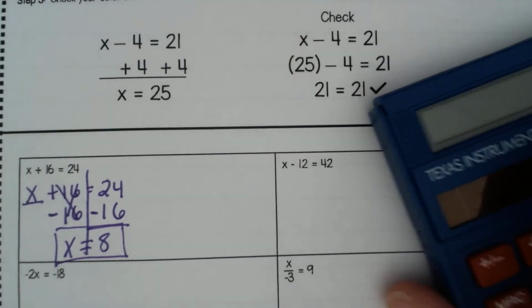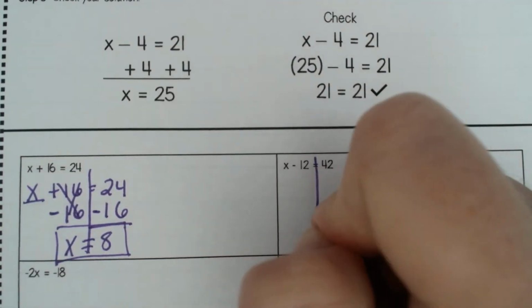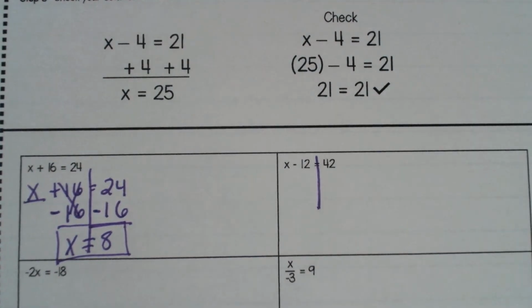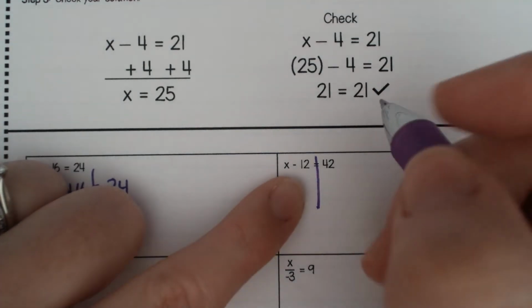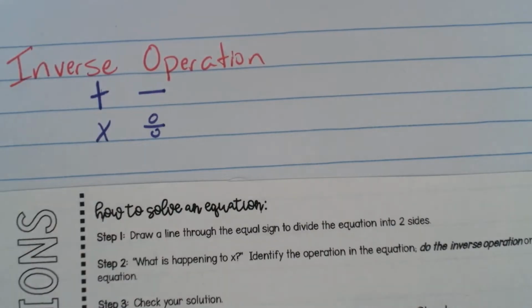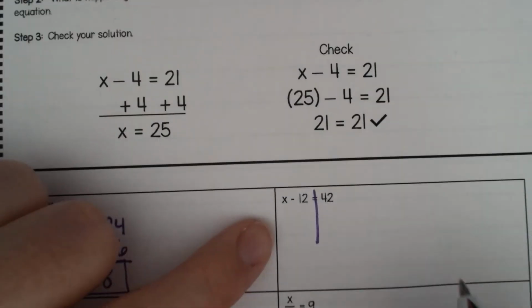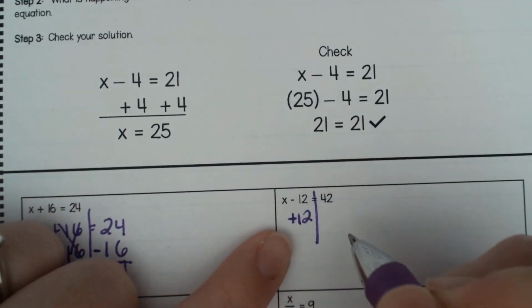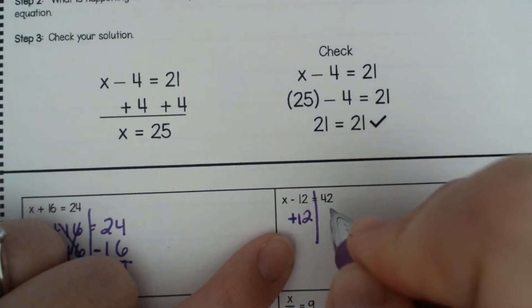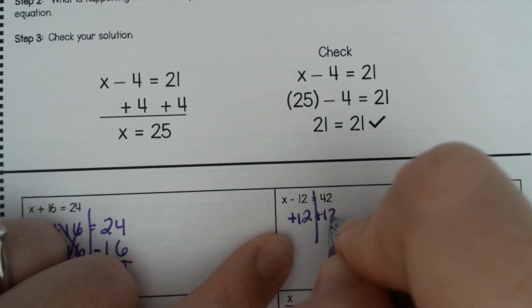Okay, so let's do the next one. Draw your line down from your equal sign to make your two rooms. And here we have x minus 12 equals 42. Let's do the inverse operation. So we have our x, and we're subtracting 12 from the x. So we need to do the inverse. The opposite of subtract is add. So we're going to add 12. We add the same number. And we're going to do it on both sides. Plus 12 over here also.